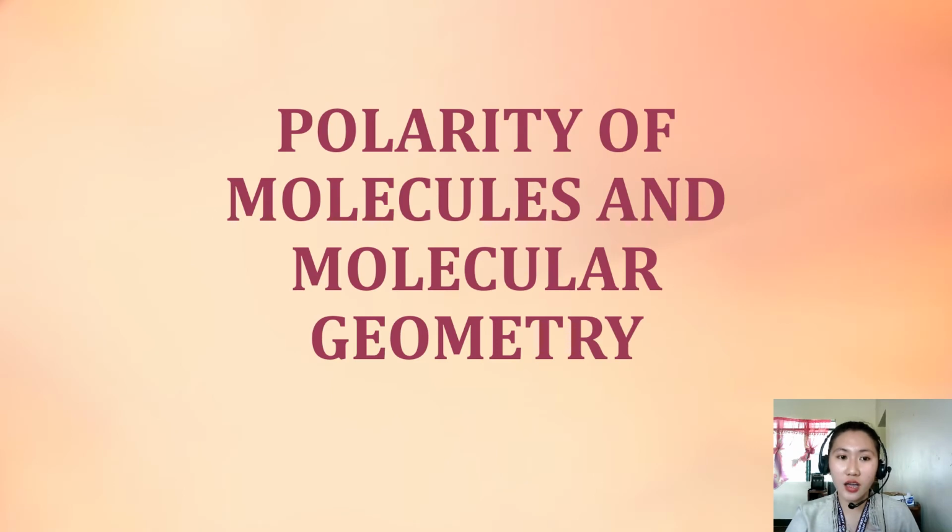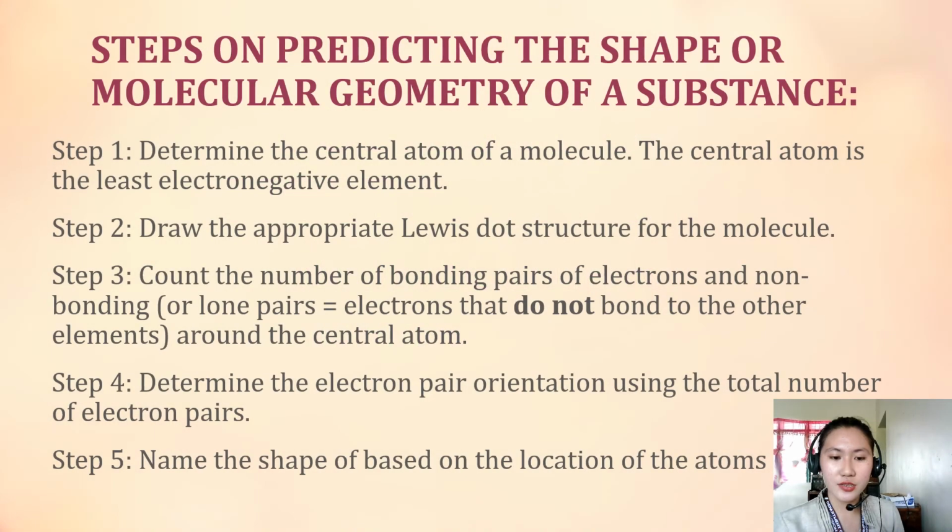So now we are done with the polarity of molecules and electronegativity. So yung category na yun is applicable lang sa mga dalawang atoms only. But for polyatomic molecules or those molecules consisting of two or more atoms, polarity of molecules and molecular geometry will help us determine the overall polarity of the molecules. So now let us proceed to the steps on predicting the shape or molecular geometry of a substance.